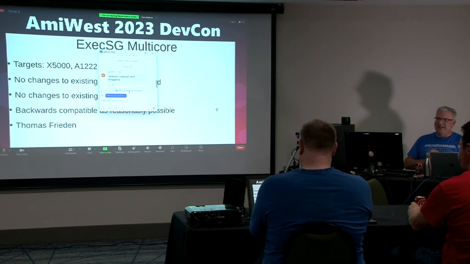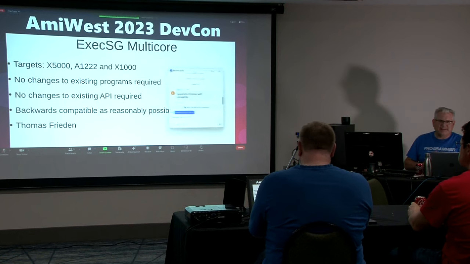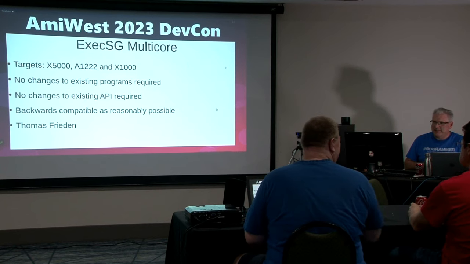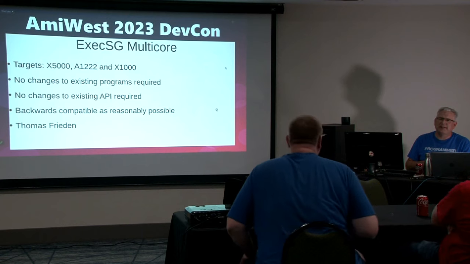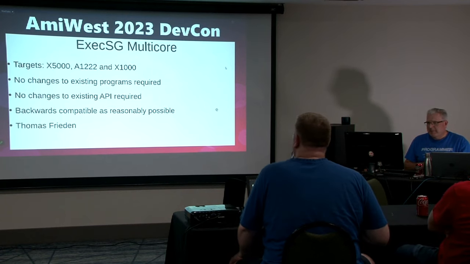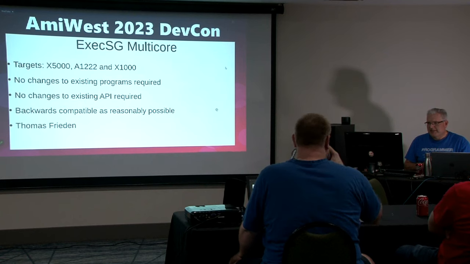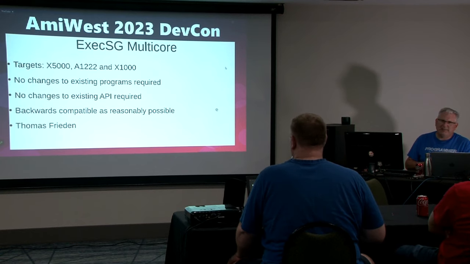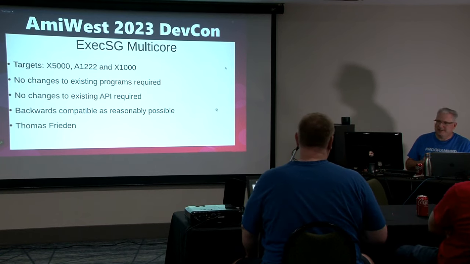So I decided to target the X5000, the A1222, and the X1000 because they're the only CPUs that have more than one core. But I wanted to make sure there were as few changes to existing programs as possible. No changes to the API if we can pull it off initially. And it's as backward compatible as reasonably can be hoped for.